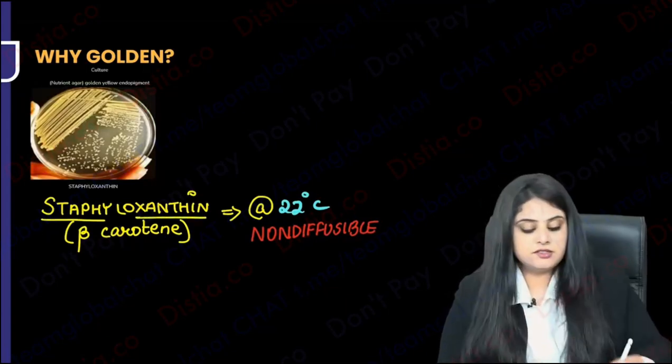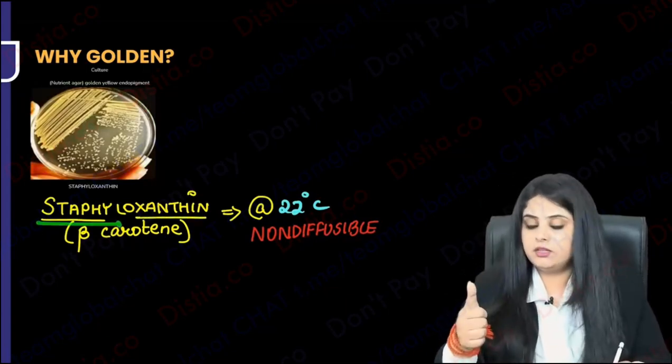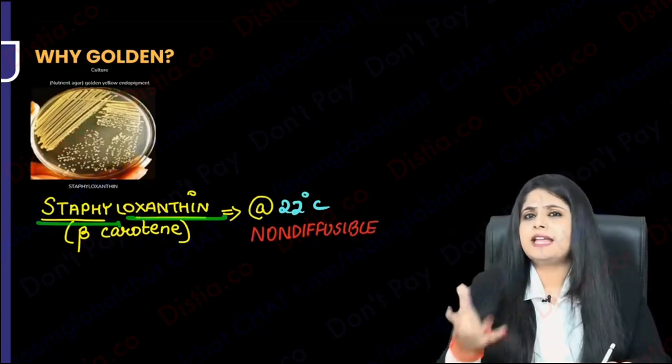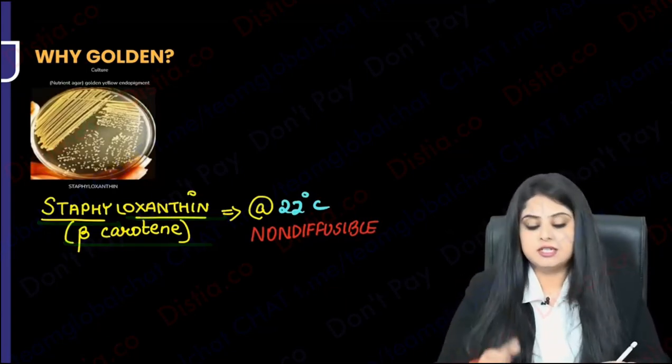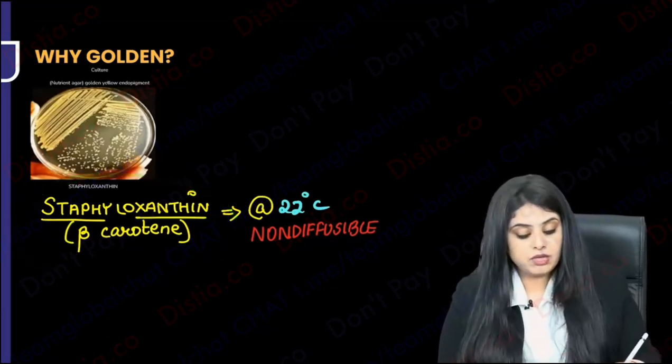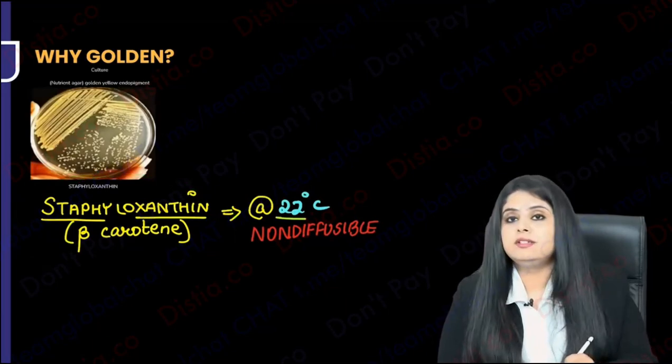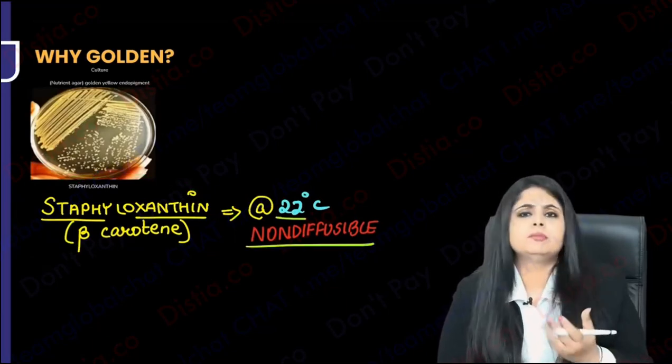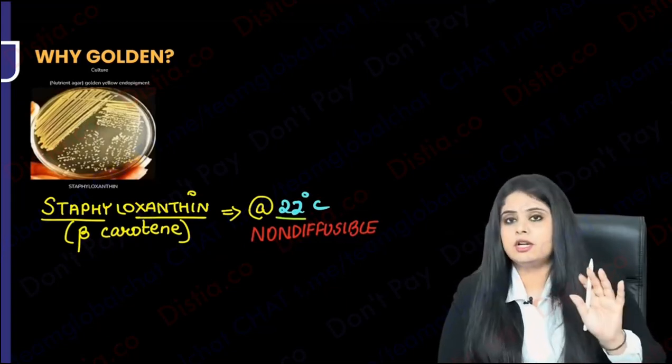You can break the word. Staphylo means it's a pigment of Staphylococcus. Xanthin refers to beta carotene. So they will ask you which bacteria produces a beta carotene pigment at what temperature? At 22 degrees centigrade and non-diffusible. The temperature is low, 22 degrees.